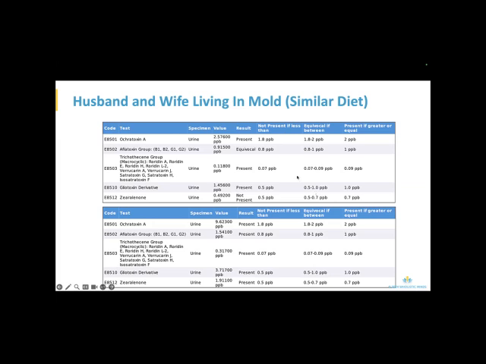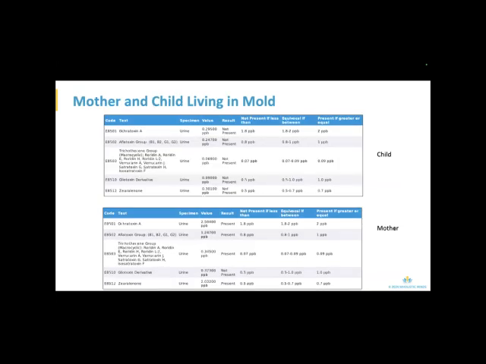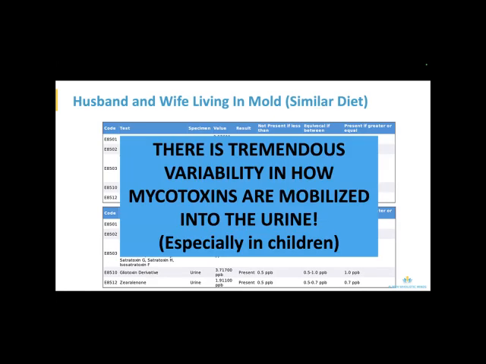Mom's labs, it's kind of there. And then dad's labs, oh crap. And in this case, it wasn't because dad was eating pounds of gluten, dairy, peanuts, and so forth. Their diets were actually pretty similar. Mom and child. Oh my gosh, yeah, this doesn't look good. Oh no, there's no mold. Same home, same diet. This is how easily you can be led astray if you're not paying attention. And especially in kids, there's just huge variability in how mycotoxins are mobilized into the urine.